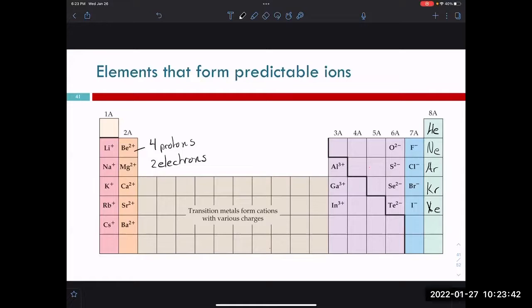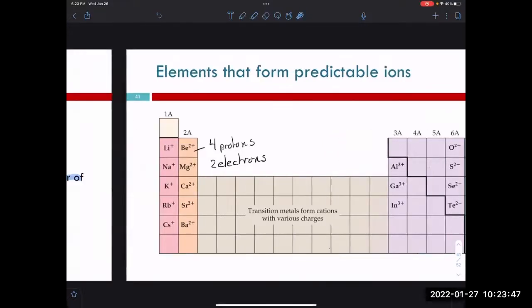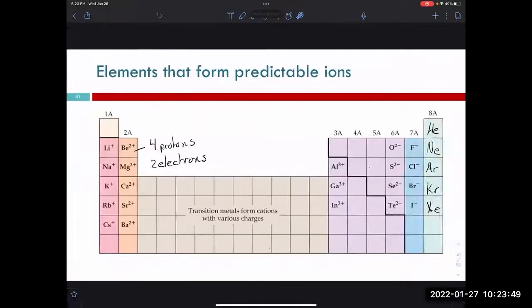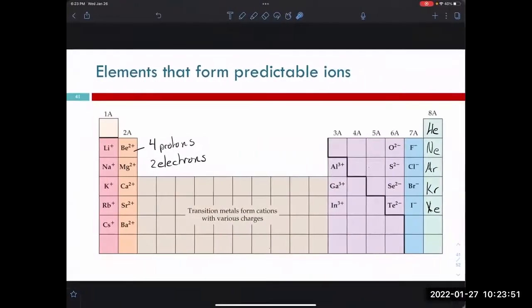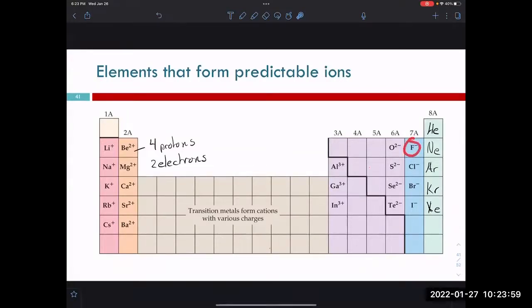On the other side of the periodic table, you have things like fluorine. So fluorine has 9 protons. So it has 9 electrons when it's neutral, but it wants to have the same number of electrons as neon, the nearest noble gas. So it gains 1 more electron. So it has 9 protons, 10 electrons. So it has a 1- charge.